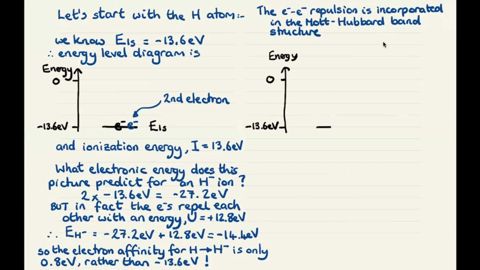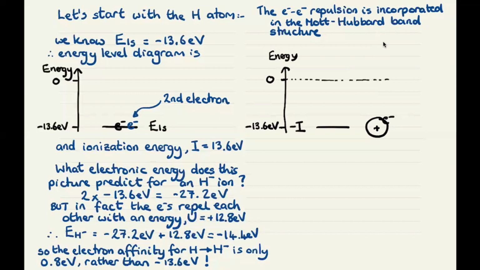So for the case where we have a single electron, then the energy level is at minus 13.6 electron volts. It's at minus the ionization energy. But in our Mott-Hubbard band diagram, instead of saying, okay, we put our second electron also in this energy level, then we have to remember that it has an electron-electron repulsion to the first, we directly incorporate that electron-electron repulsion in the energy level diagram.